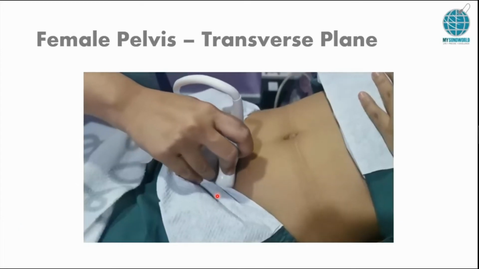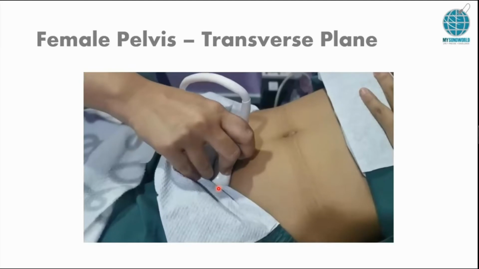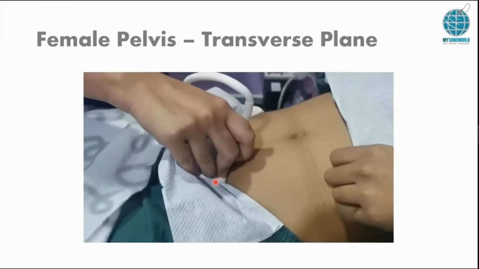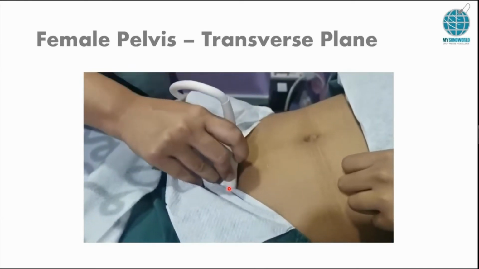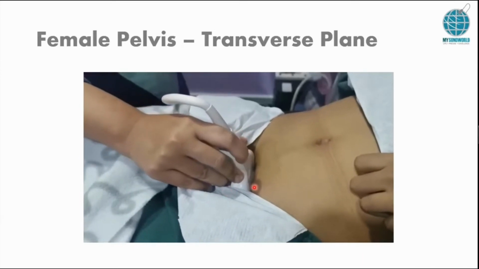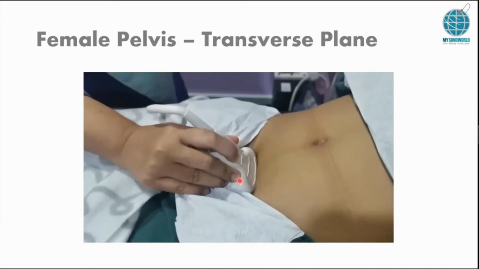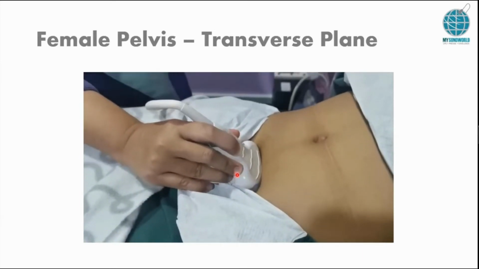Look at this angulation. This is what you need to do to be able to see the bladder and the uterus. Okay. It really needs to be angled downwards. And look at the amount of compression that's done here. You need to really press on the pelvis to disperse all the bowel gas.